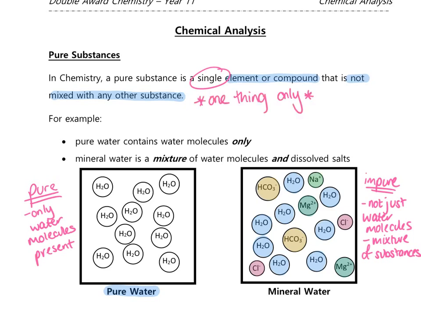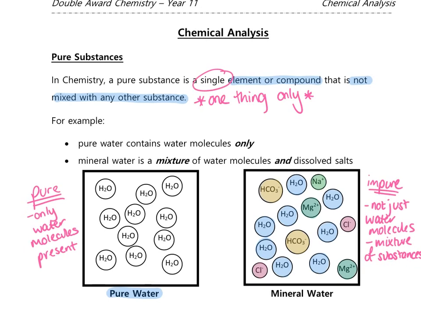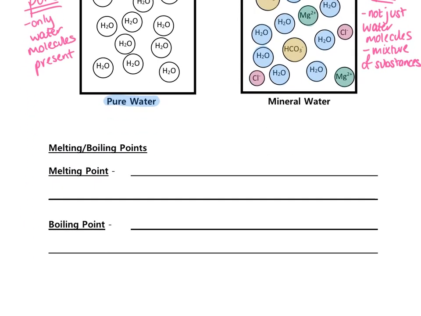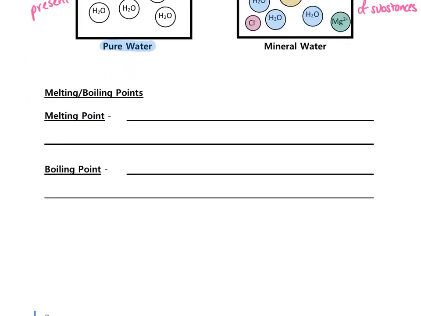So the next part of the topic, you need to be able to tell, well, how do you tell the difference between a pure and an impure substance? So if you had water, or if you had some sort of solid, some sort of compound, and you were asked to determine is it pure or not, well, what would you do? But before we look at that, we need to look at two definitions. We need to look at the definition of melting point and of boiling point.